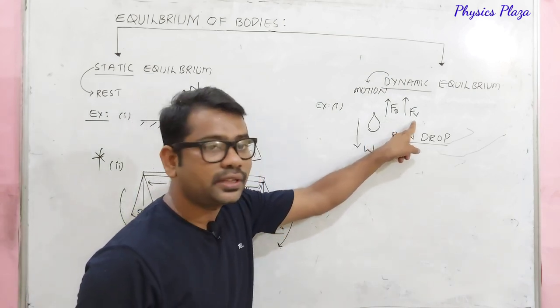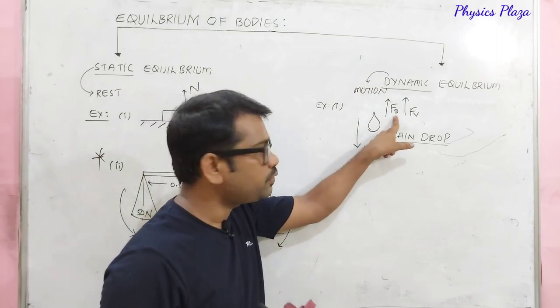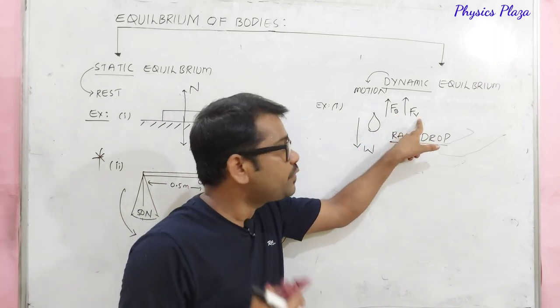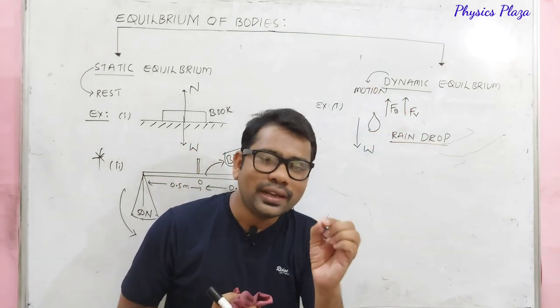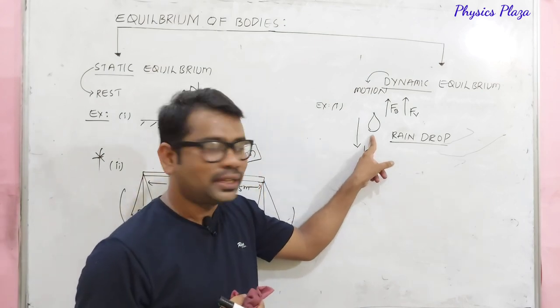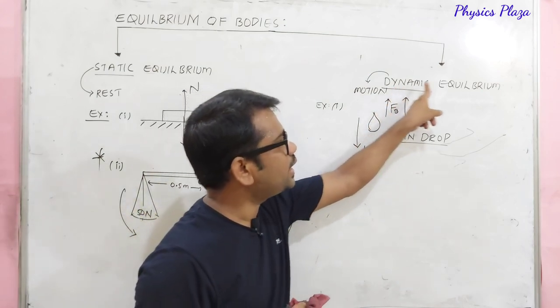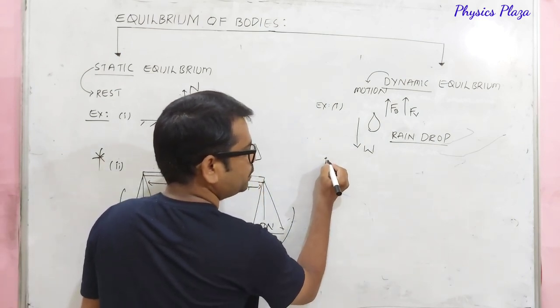Three forces are acting on this raindrop. Weight is acting in the downward direction. The buoyant force, that is upthrust, and the viscous force, both are acting in the upward direction. But still, there is no change in its uniform motion. Then this raindrop is said to be in dynamic equilibrium. Okay, fine. Now let us take one more example.